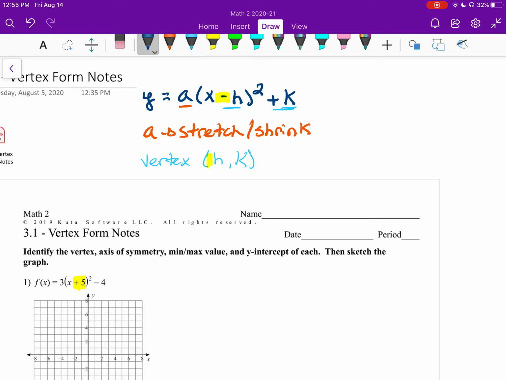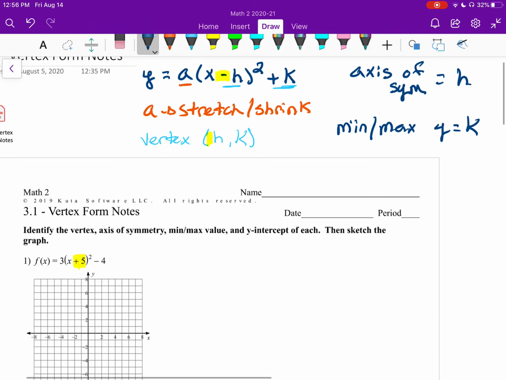Okay. The axis of symmetry is always equal to h. Okay. Our min or max, let me rewrite that. Min or max is always y equals k. But you have to decide, is it the min or is it a max? Okay, and we'll talk about that in just a minute. All right, let's look at the worksheet now.